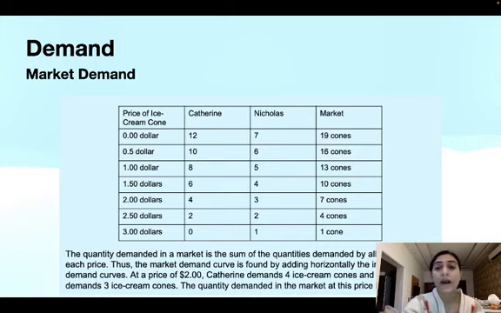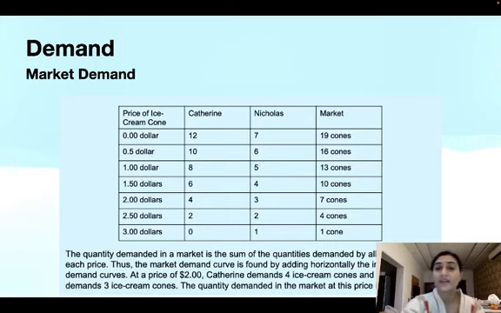How do we arrive at the market demand? We assume that there are only two people in the market. This is an assumption, and to make our lives easy, we assume that there are only two people in the market. When we add the quantity demanded by both of them at a particular price, that becomes the market demand curve. For example, at $1, Catherine is demanding 8, Nicholas is demanding 5. So the total market demand is 8 plus 5, which is 13. Every number that you see in the market column has come by adding the demand of Catherine and Nicholas. For the first, 12 plus 7, 19. The second, at $0.5, 10 plus 6, 16.